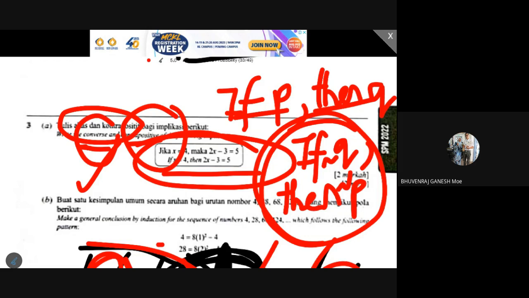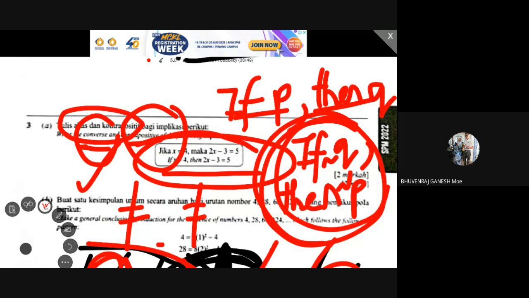Okay, so the answer for that will be: if 2x minus 3 is not equal to 5, then x is not equal to 4. You need to write this symbol, not equal to. You must have this symbol in your answer. This is negation. You deny the statement given in the question. So this is the contrapositive. Okay.